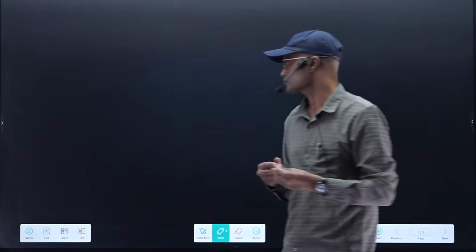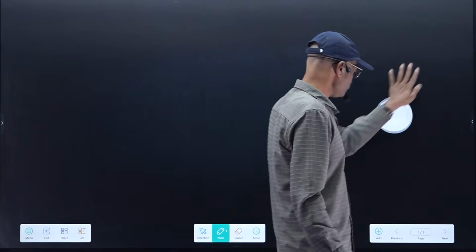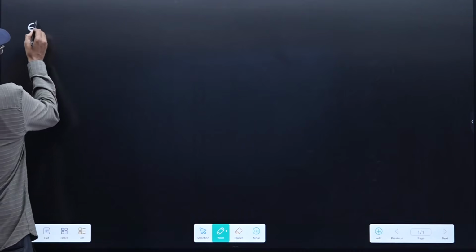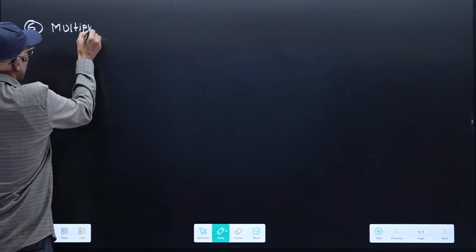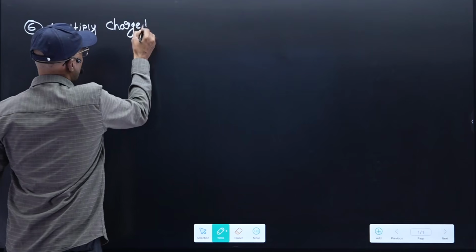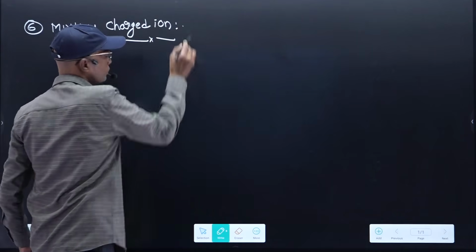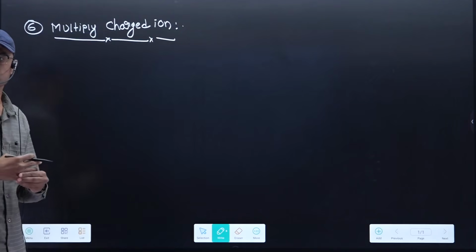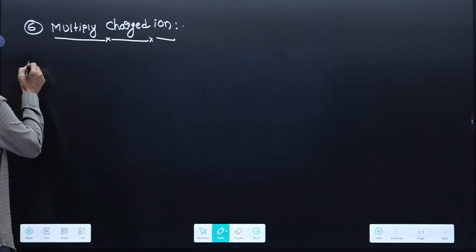Right. Next, after the isotopic peak, the next ion is the multiply charged ion. It is also called the multiple charged ion. Two names are there. It may have multiple charges, otherwise it may have more than one charge. That is called a multiple charged ion. So you can write like this.